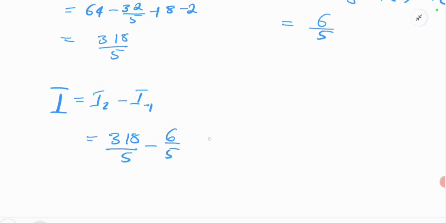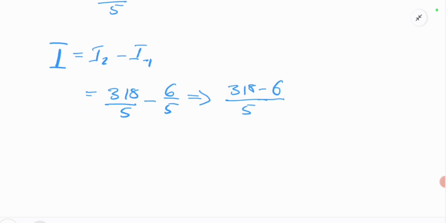If you work this out, since the denominators are the same, the numbers down there are the same, I'll just pick the 5 there and then work out the top. So it's 318 minus 6. What does this produce here? It is going to give us 312 over 5.